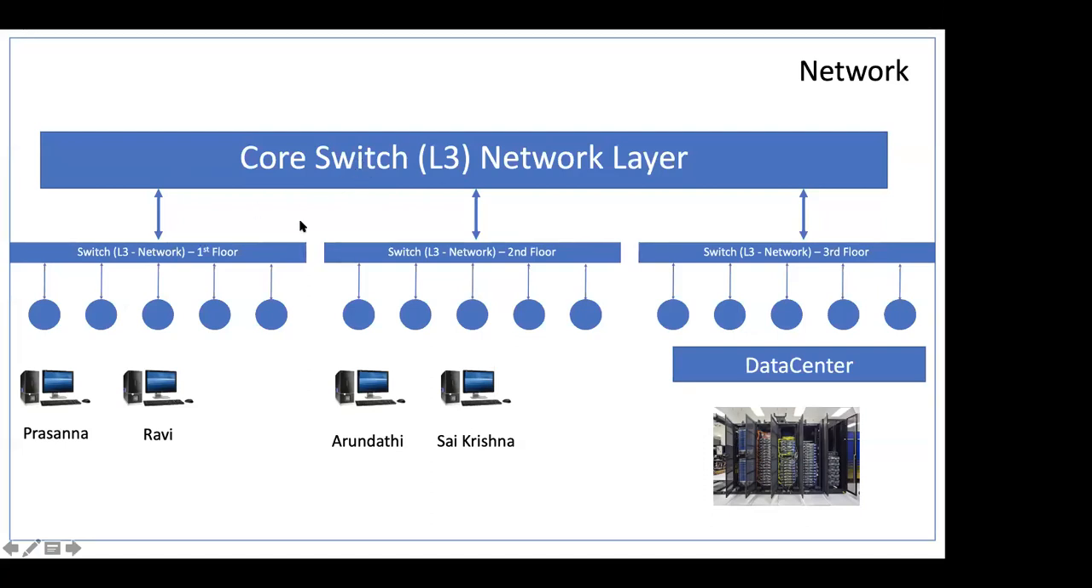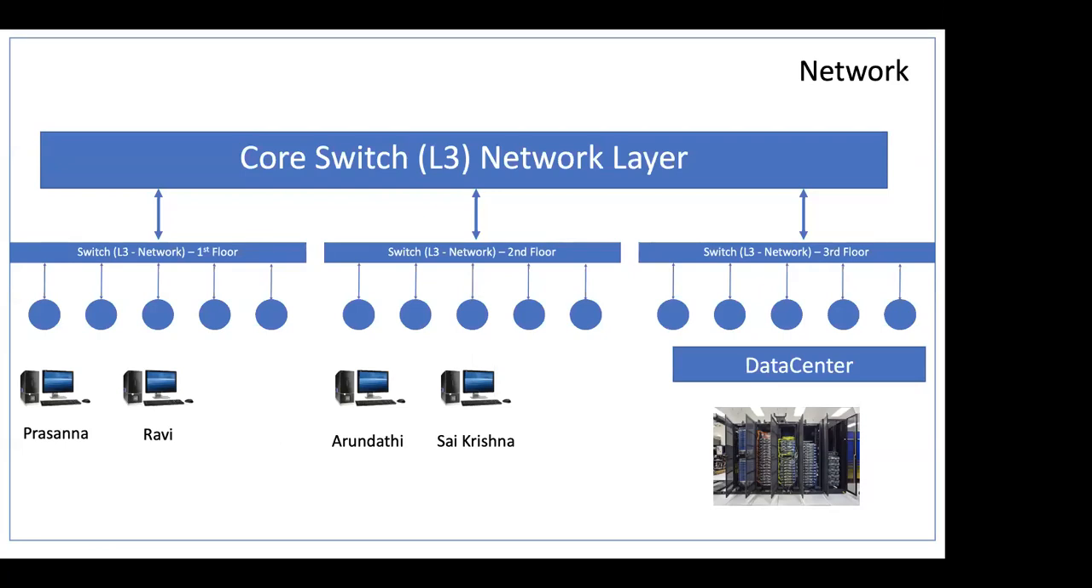So if Prasanna wants to talk to Sai Krishna, or if Ravi wants to talk to Sai Krishna, the data flows like this. It goes to here. From here, it goes to this switch. This switch takes the packet and routes it to this switch. This switch takes that packet and sends it to Sai Krishna's computer. Okay, that's how the network packet flows.